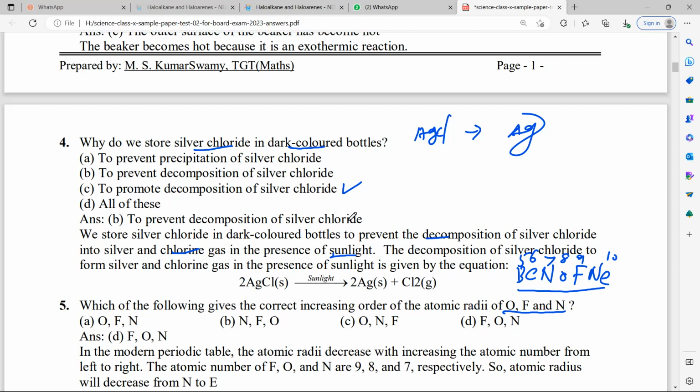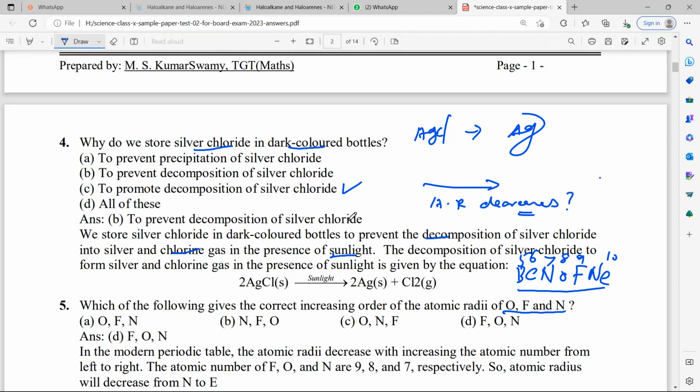One thing we have to understand, let me write here. Across a period, does the atomic radius increase or decrease? That's an important question. Across a period, the atomic radius decreases. Why it decreases, you have to understand: across a period, the shell is the same, but the electrons are added to the same shell.